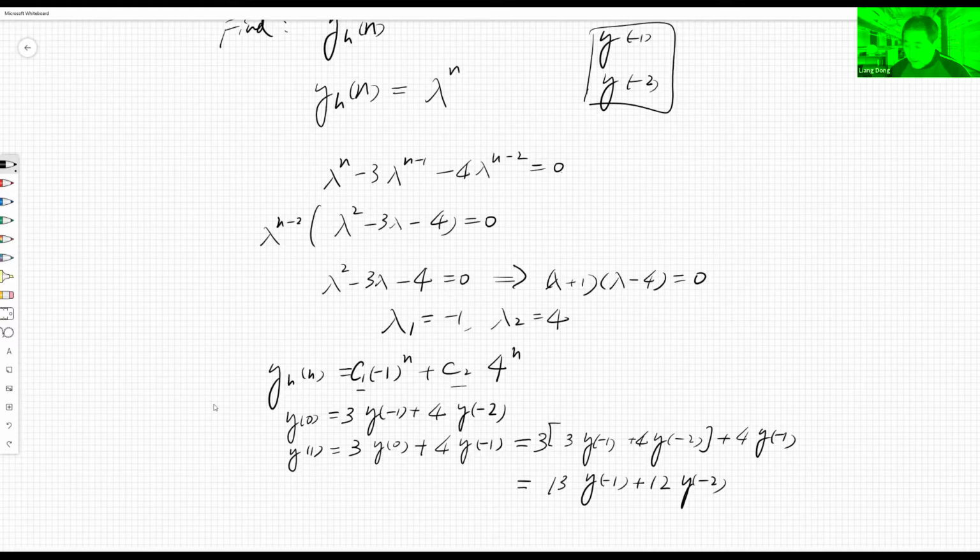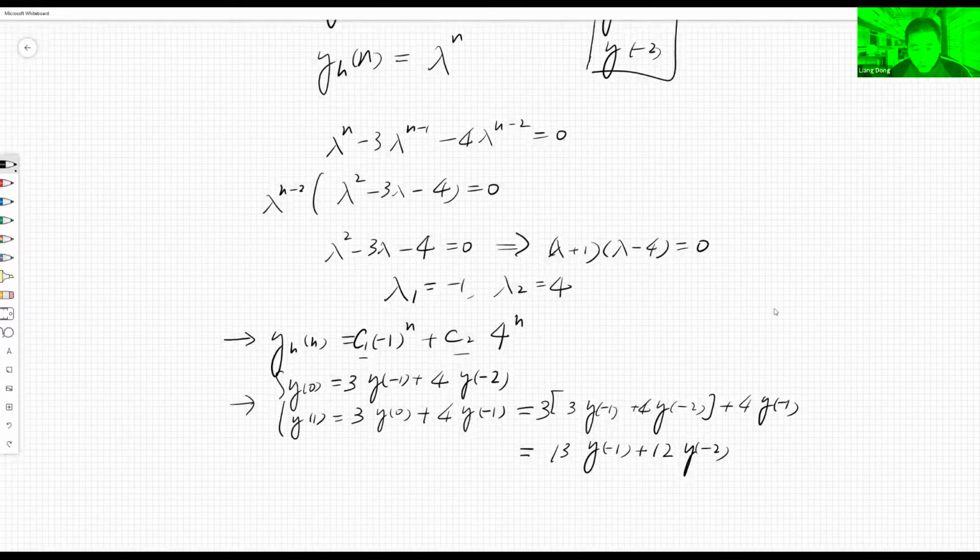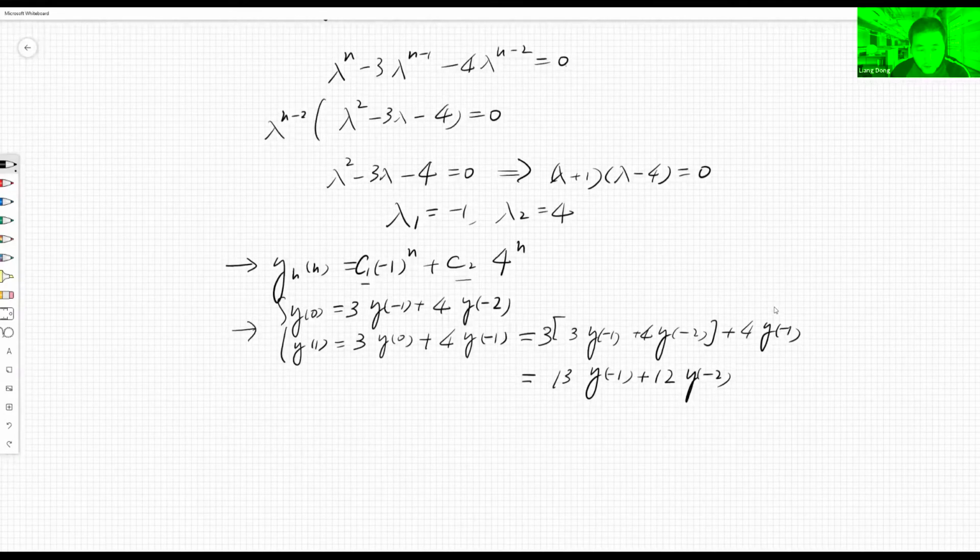Okay, so given these two, and then we look at my origin with this line, the homogeneous solution I just calculated. Now I have those two, and that should equal to each other, meaning that the homogeneous solution should also work when n equal to 0 and 1.